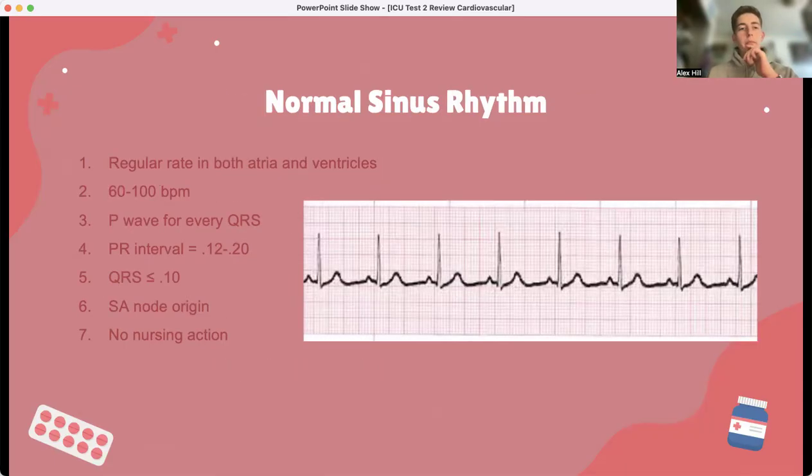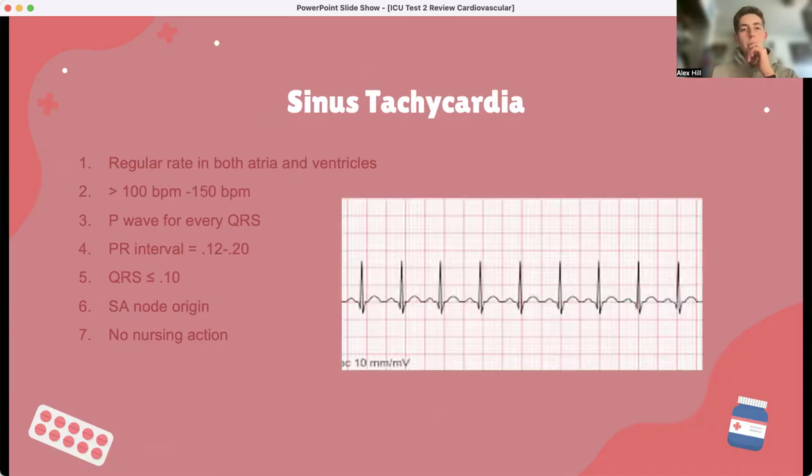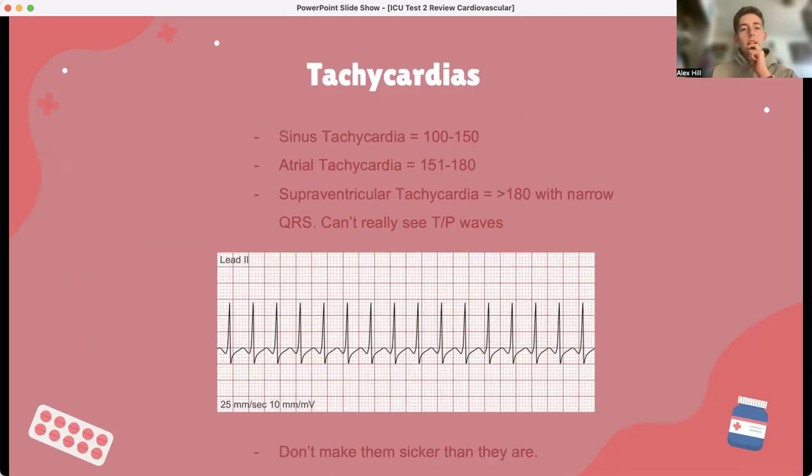Okay, so normal sinus rhythm. Sinus bradycardia looks normal, but you also want to count how many there are. Then you have sinus tachy, which is between 100 and 150 beats. And then you have atrial tachycardia, which is greater than 150 up to 180, and greater than 180 would be supraventricular tachycardia. With supraventricular tachycardia, you're not going to really see the T or P waves. You're pretty much just going to see QRS complexes because it's happening so fast.